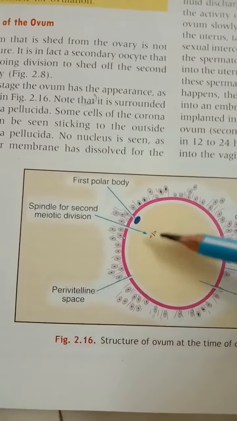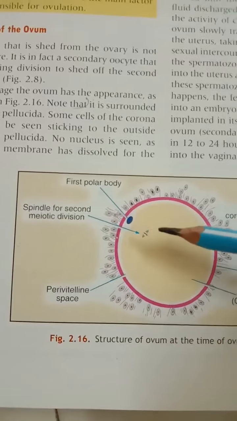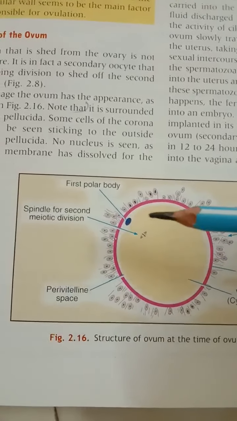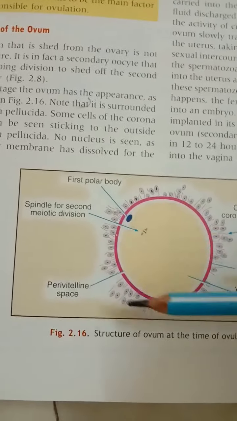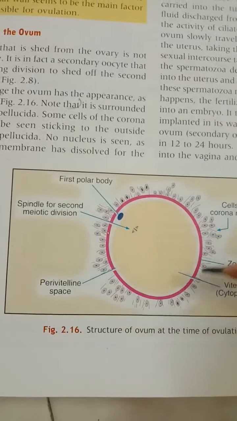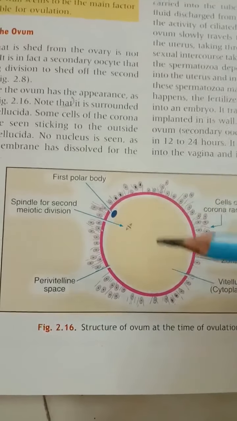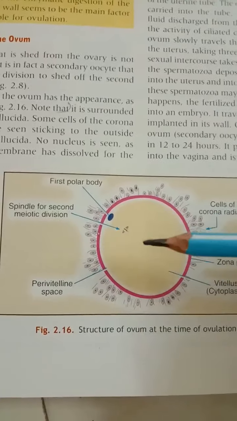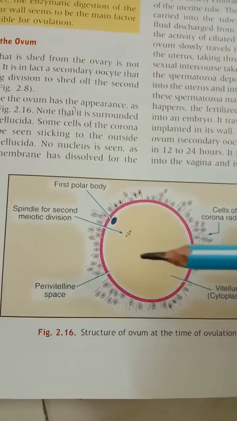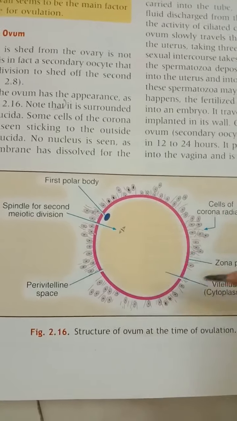So here you can see. The second meiotic division starts whenever the spermatozoa comes in contact with this secondary oocyte, and it forms two daughter cells, the ovum and the second polar body.